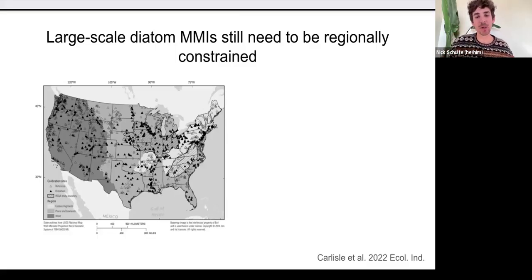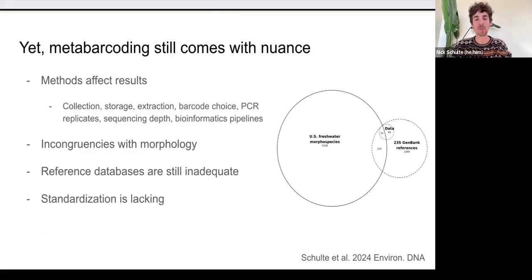That space is still a big driver, so we can leverage what's already been done in the morphology space to integrate this stuff in with metabarcoding. Yet I want to be clear that metabarcoding still comes with nuance, as I just said about morphology versus microscopy. There are also things about those decisions throughout the metabarcoding workflow.